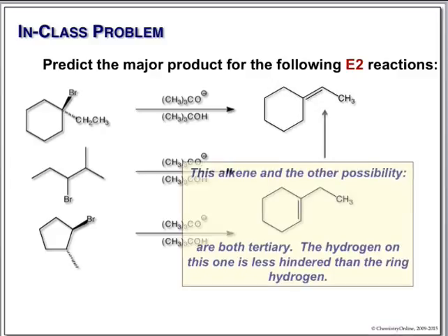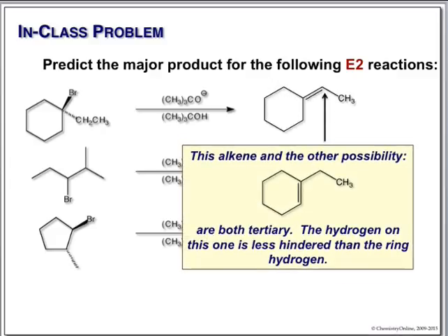The product of this reaction is actually this guy. This gives us a tri-substituted alkene. If we had pulled off one of the ring hydrogens, we would also have a tri-substituted alkene. So this follows Zaitsev's rule, it's fine, but both products do. This one is favored over this one for two reasons.